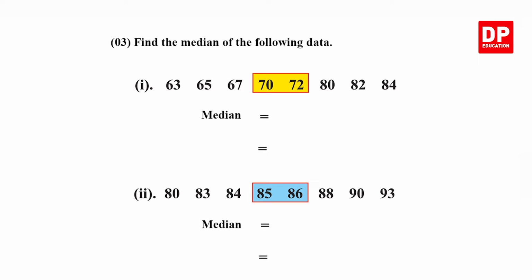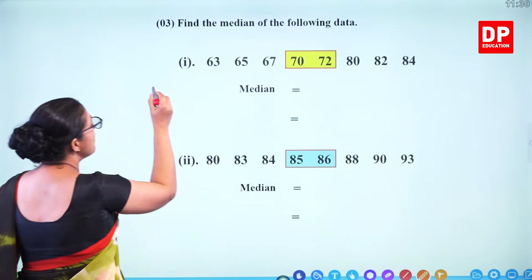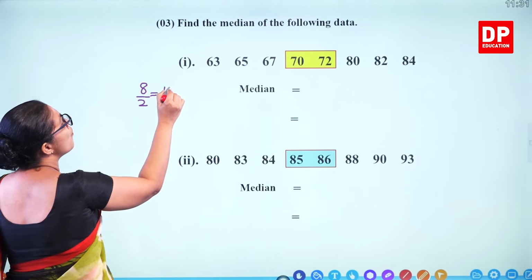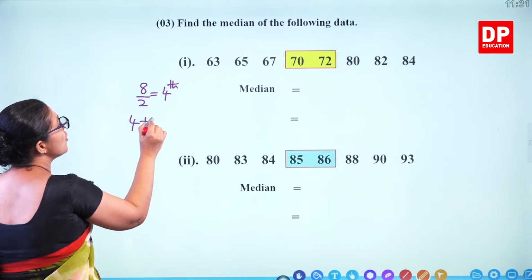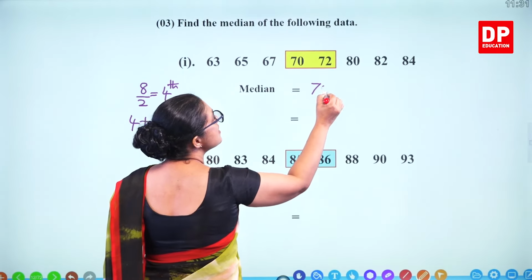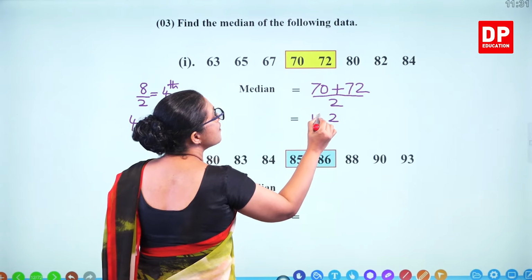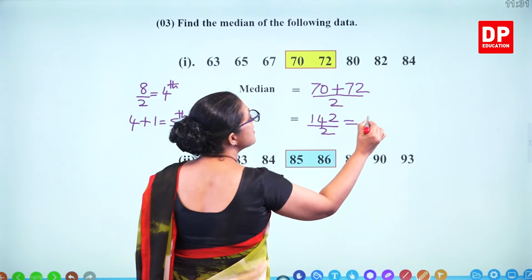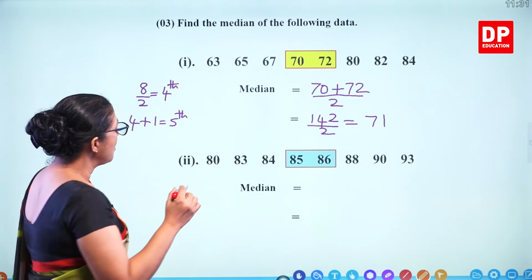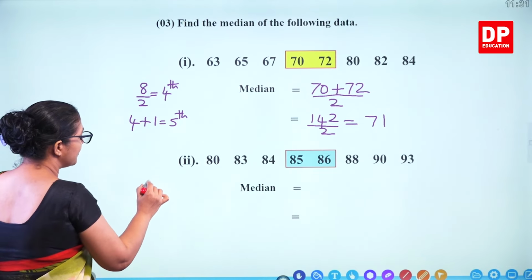Look at this one. Find the median of the following data. 1, 2, 3, 4, 5, 6, 7, 8. That means 8 divided by 2. You get the 4th and the 5th one because you get 2 middle numbers. 4th and 5th. 70 plus 72 divided by 2. So you get 142 divided by 2, 71 is the median value. This one: 1, 2, 3, 4, 5, 6, 7, 8. Same thing, 4th and 5th.